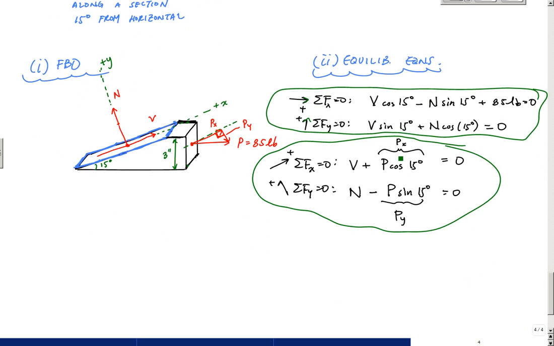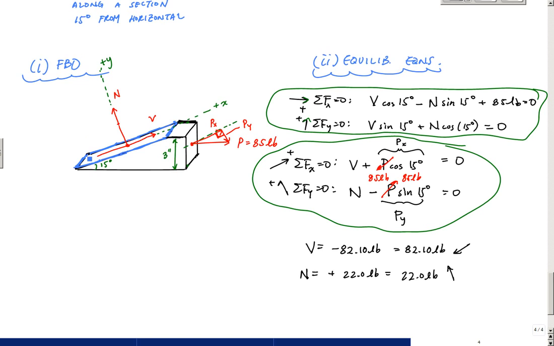And I get right away that this P is 85 pounds, just in case you didn't know that. This number should be 85 pounds, and that is 85 pounds. So when I solve this out, I would get that V is equal to negative 82.10 pounds. And that negative just means it's 82.10 pounds, not in the direction that I drew it. It actually goes this way. And my normal force is positive 22.0 pounds, which indicates that my normal force is 22.0 pounds in the direction that I drew it, this way right here. Okay, so those are my internal shear and normal forces acting on this cut at 15 degrees in this blue zone.